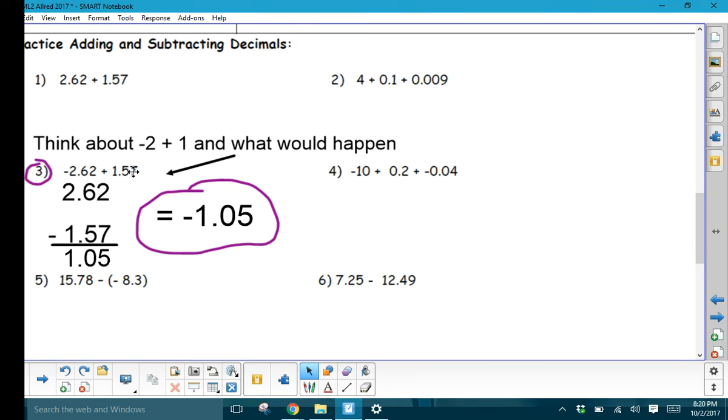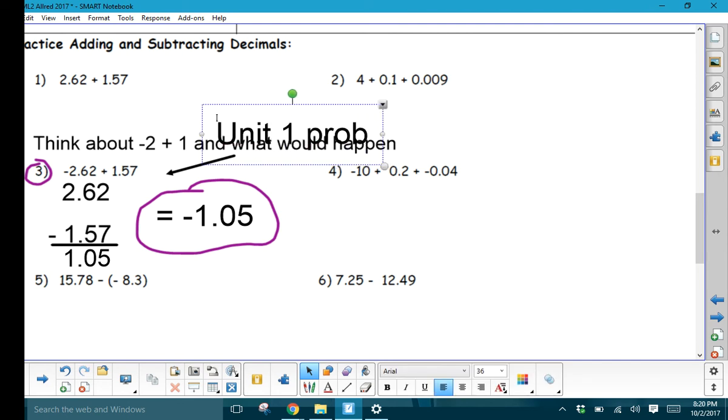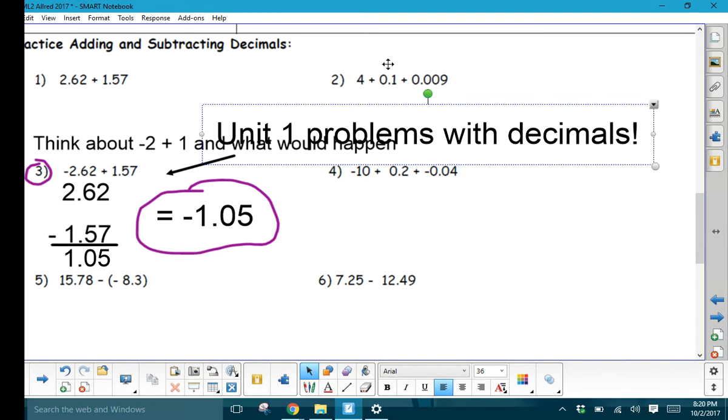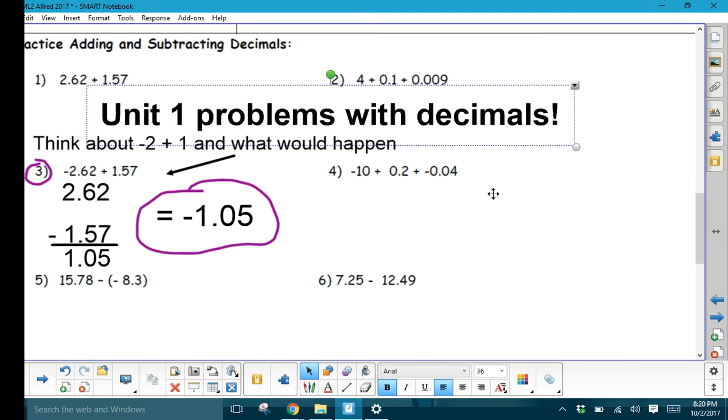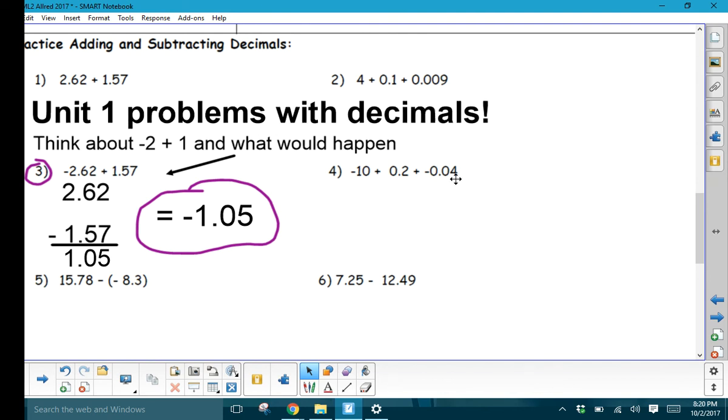Whenever you're doing these problems, take it 2 numbers at a time, and think back to Unit 1 the whole time. So all of these are just Unit 1 problems with decimals, okay? That's all they are. Everything we did in the last unit, these are still the same as those. They just happen to have some decimals in them, okay?